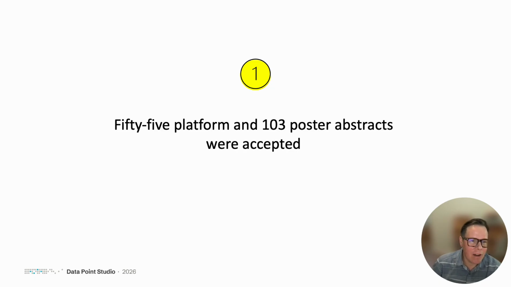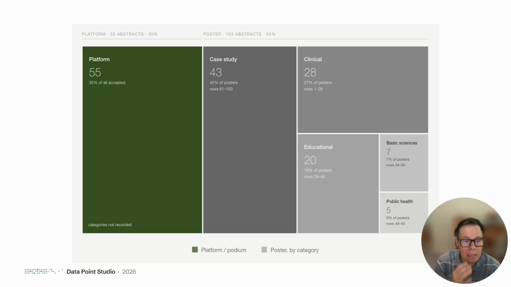So let's look. 55 platform and 103 poster abstracts were accepted. This is numbers. This is our universe. If we go back to the data, we can find richer groupings within the posters or the platforms, depending on what we are wanting to focus on. Because I want to focus on the posters and I want to focus on heterogeneity of the posters, proportions is a powerful way to tell the story here. And specifically, if we're looking for proportions in this type of a small sample or small categories, a tree map lends itself very nicely. Now, I might have changed the colors depending on what I'm focusing on, but that's for later.